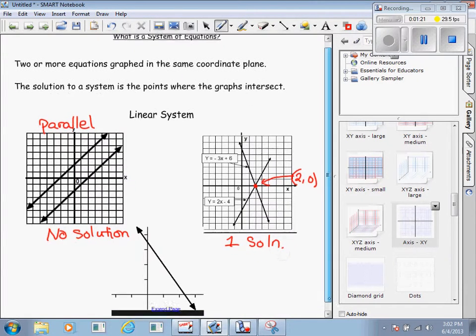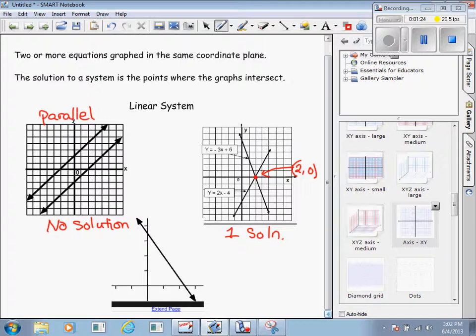The last option for a system of linear equations is if we have two lines that lie on top of each other. Now, in this case, every single point along that line would be a solution to the system. So there's way more than one. In fact, there's so many we can't count them. So since every point that is on that line is a solution, we say that we have infinitely many solutions. We can't just identify one.